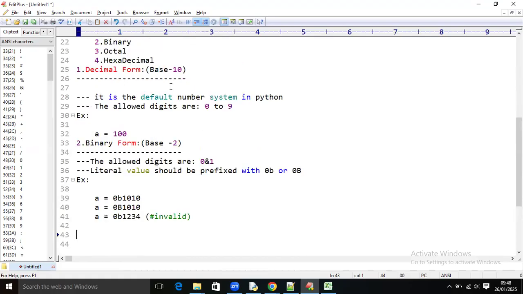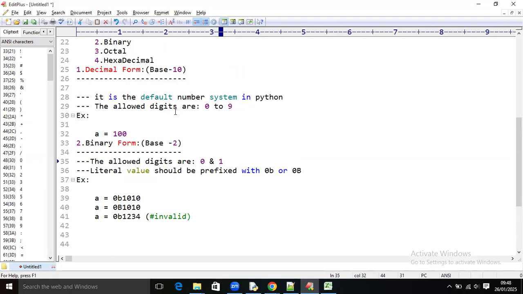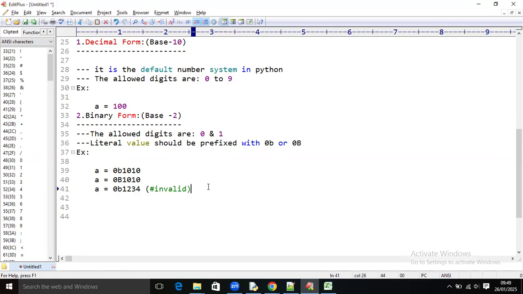We have discussed decimal, which allows you to give numbers from 0 to 9, and binary, which allows only zeros and ones. Binary is prefixed with 0b, small b or capital B. But for decimal, there are no prefix values. That's why we have not written anything, because decimal form is the default data type in Python. We need not specify. Until here we discussed in the last class.